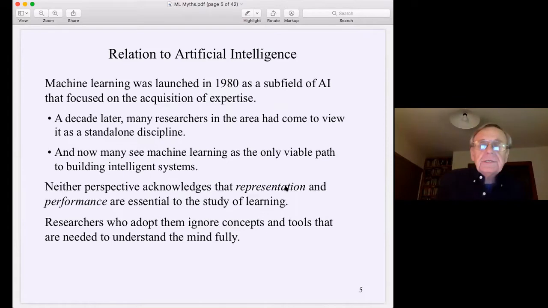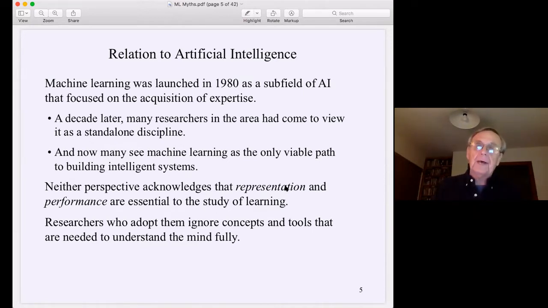Now, we launched machine learning as a sort of self-conscious, self-defined field in 1980. There was a workshop at Carnegie Mellon that summer. We at the time viewed it as a subfield of artificial intelligence that was focused on the acquisition of expertise. It's not that there wasn't work that we would now call machine learning before then. It was that we didn't think of it as a field. It was generally viewed as part of AI, just AI. And now we had people who were saying, no, this is what I do.